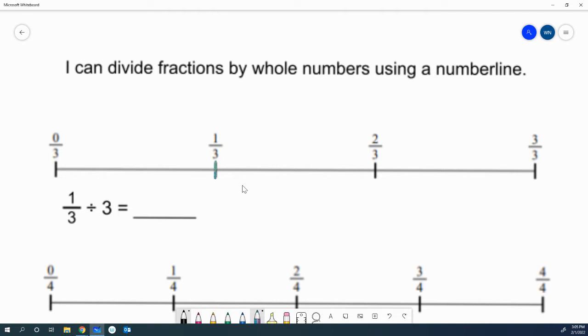I know it's right here. And I'm going to go ahead and divide my 1/3 into 3 parts. Remember, when we divide something into 3 parts, we just add 2 lines. So there's 1 part, 2 parts, 3 parts.